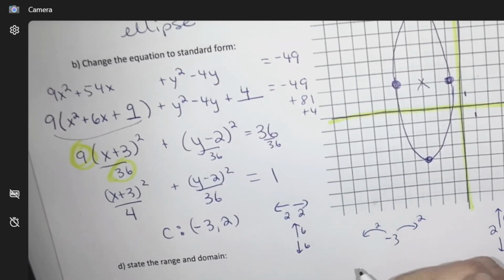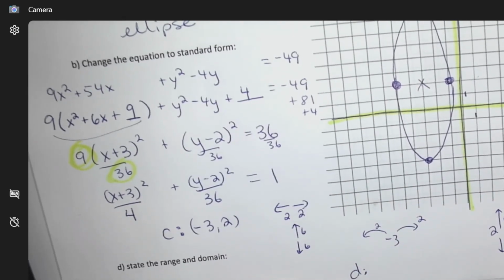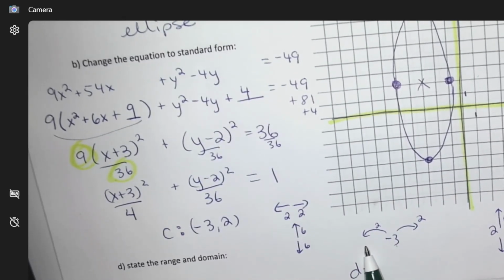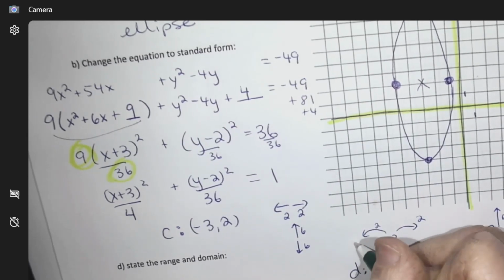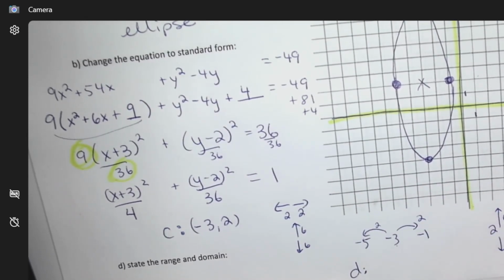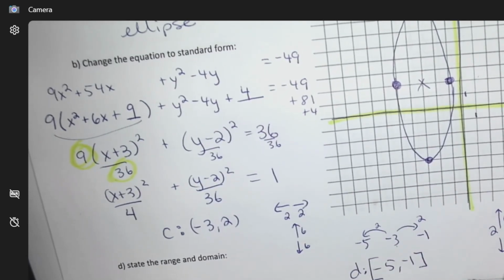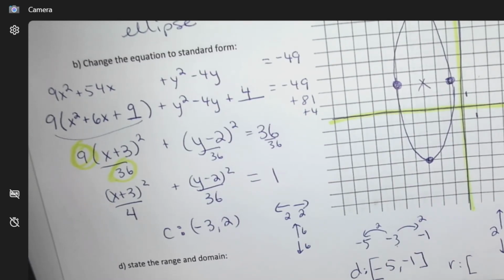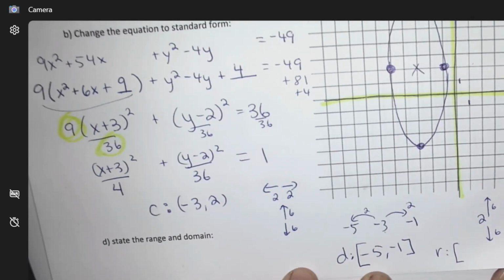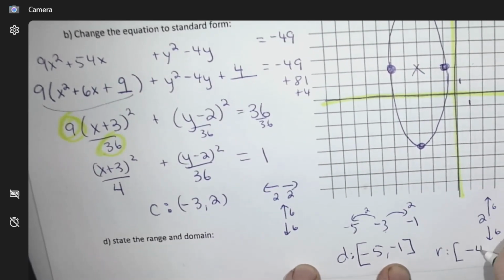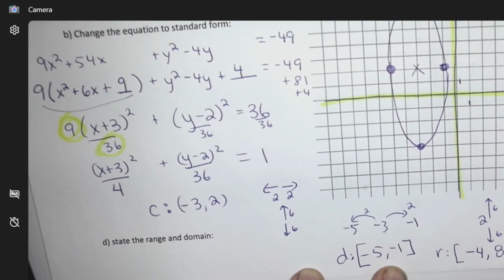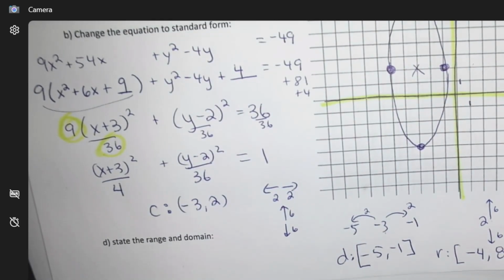Okay, so the domain: if I go left by 2, this should be at a -5, and this should be at a -1. And the range: if I was at 2 and I went down 6, -4 to 8.